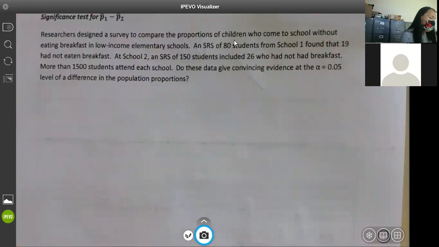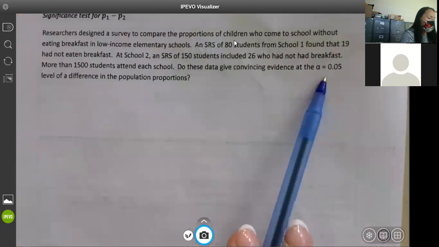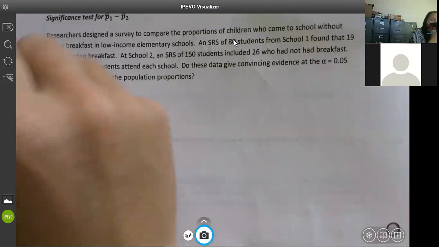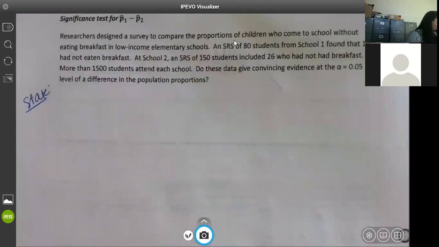All right. So researchers designed a survey to compare the proportions of children. This is the same exact thing. More than 1,500 students attend each school. Do these data give convincing evidence at the alpha equals 0.05 level of a difference in the population proportion? So this is going to be a state, plan, do, conclude. So what do we put in the state? It's the same thing we always put in there.